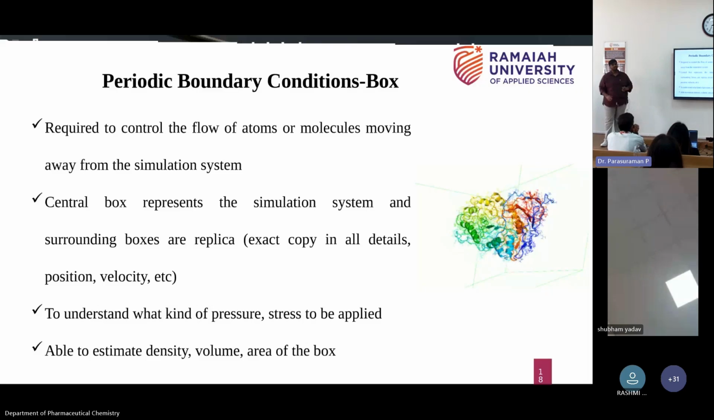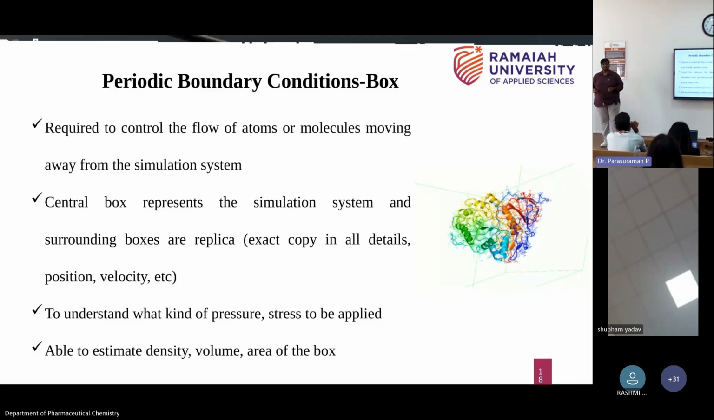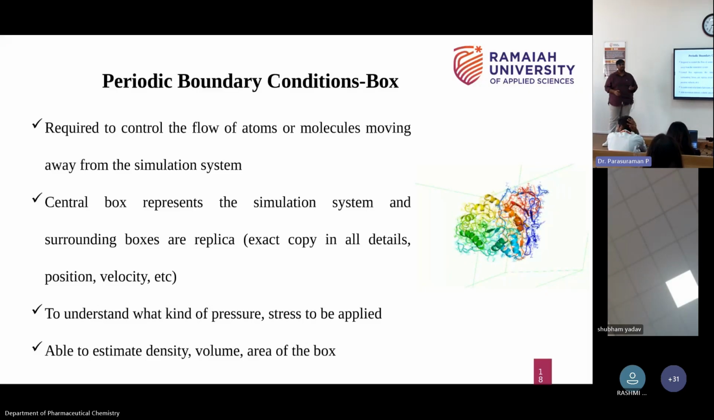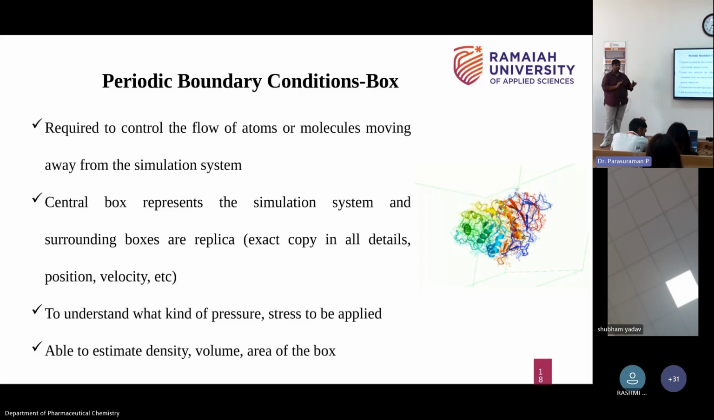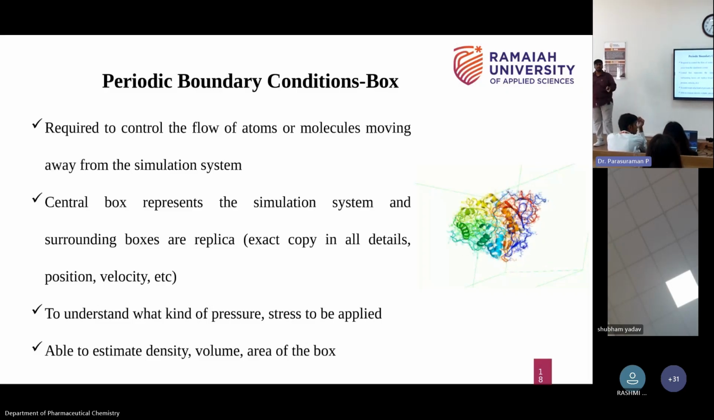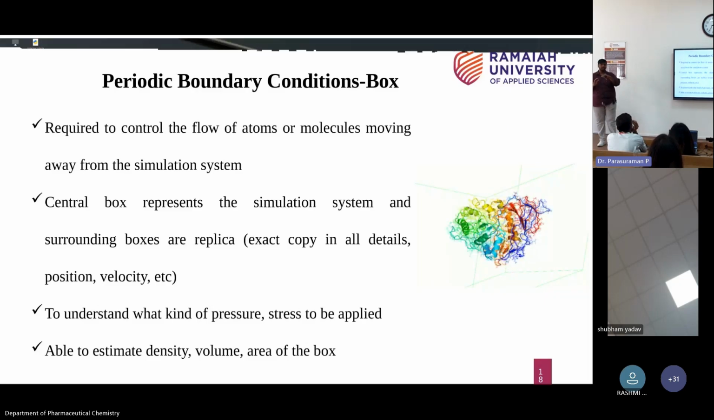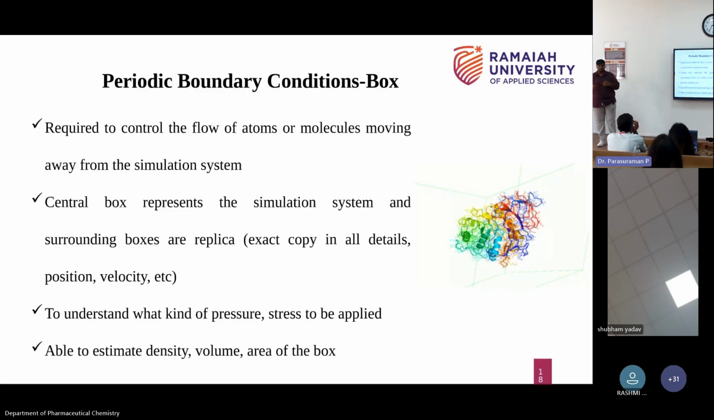Next, we'll be adding the periodic boundary condition. So what is a periodic boundary condition? We are restricting the movement of the atoms to a particular box. The central box, which we are seeing, is the main box where the atoms are in motion, and all the rest are replicas. If we consider a cube, the box is replicated in all directions. The movement will be from one box to another, continuously.